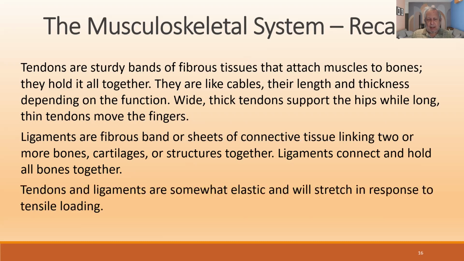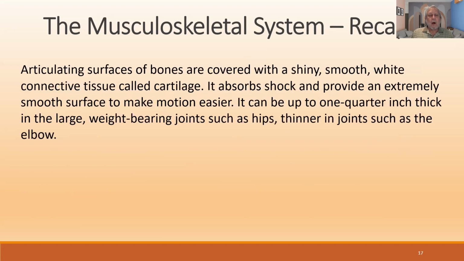Tendons and ligaments are somewhat elastic and will stretch in response to tensile loading. Somewhat, not a whole lot. Articulating surfaces of the bones are covered with a shiny, smooth, white connective tissue called cartilage. It absorbs shock and provides an extremely smooth surface to make motion easier. It can be up to 1/4 inch thick in the large weight-bearing joints such as hips, thinner in joints such as the elbow. Well, you can imagine what it would be like without cartilage if bones were just rubbing against bone. Wouldn't work very well.